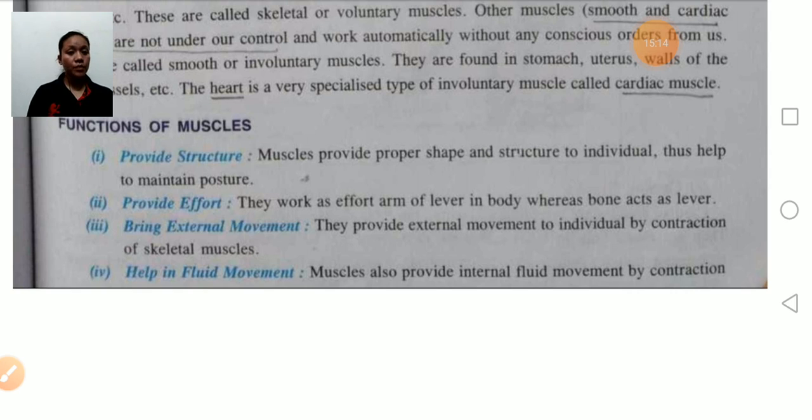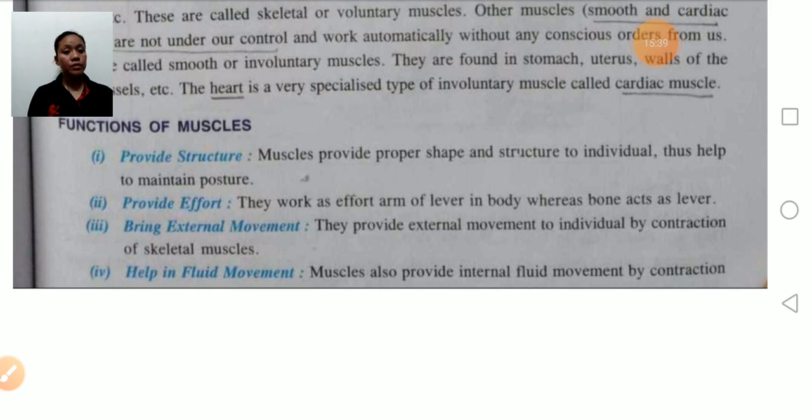Bring external movement. Muscles help to provide external movement to the individual by contraction of skeletal muscles. If the muscles contract, it helps in external movement. So with the help of muscular contraction, it provides external movement to the body.